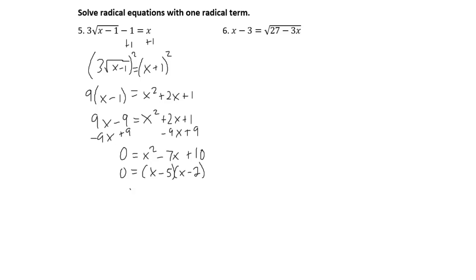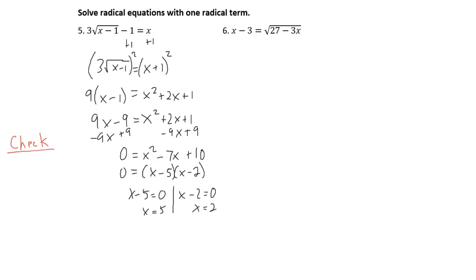So then we get x minus 5 equals 0, x minus 2 equals 0. So x equals 5 and x equals 2. And again, since this is a radical equation, we need to make sure we check it. So let's check.